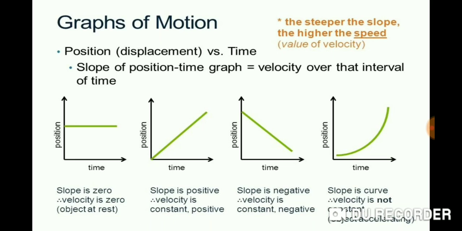Look at the second graph. In the second graph there is a straight line originating from 0. The slope is positive, hence the velocity of the body is constant. Third graph. In the third graph the slope is negative, hence the velocity is constant but negative. Fourth graph, the slope is a curve. That means velocity is not constant, meaning the object is accelerating. The steeper the slope, the higher the speed of the body.